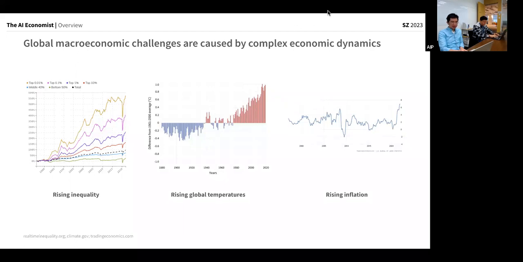So the motivation for this research is that a lot of global macroeconomic challenges are caused by very complicated dynamics in the economy. And these are really big problems in society. So inequality in income and wealth is increasing. Global temperatures are increasing, and inflation is increasing, right? And these three problems are causing a lot of friction in the economy, and it's really affecting a lot of people in the world.